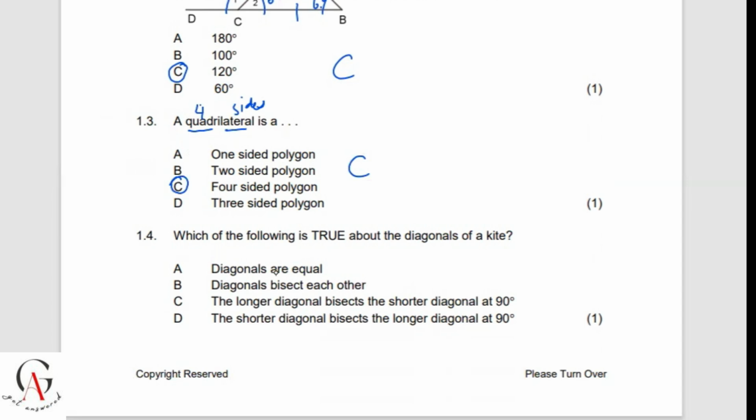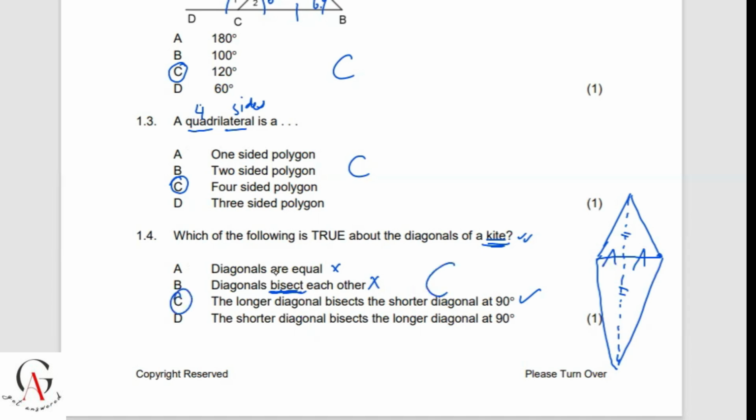Then 1.4, which of the following is true about the diagonals of a kite? So one thing we know is that these diagonals, they meet at 90 degrees. Diagonals are equal? Wrong. Diagonals bisect each other? No, it's only one that is bisected for a kite. So this is out. The longer diagonal bisects the shorter diagonal at 90. The shorter diagonal bisects the longer diagonal at 90. If this is our kite, then we have something like that. We're saying this is our diagonal. To bisect is basically to divide into 2 equal parts. So there's no way that we can say that this is equal to that. But we can simply say this and that can be equal. So the longer diagonal bisects the shorter diagonal. Option C is the best option there.